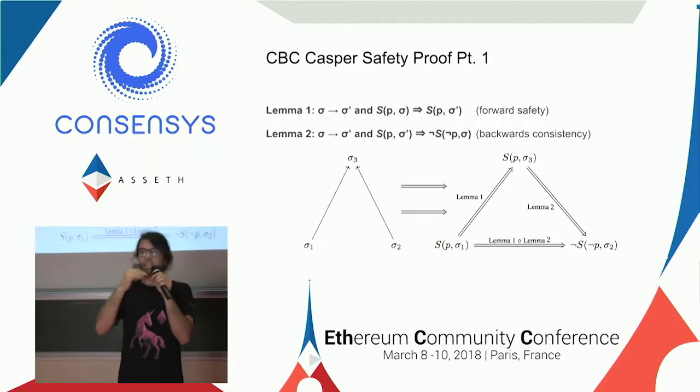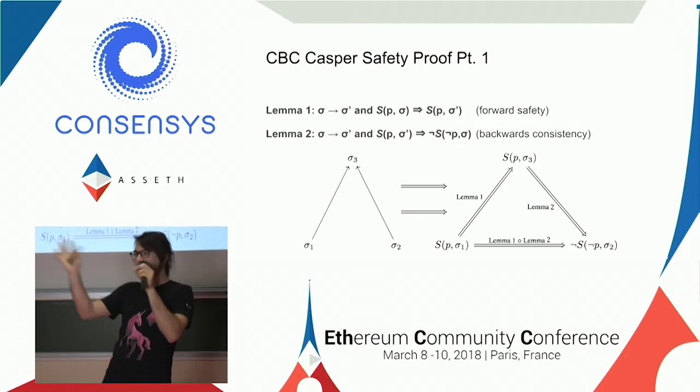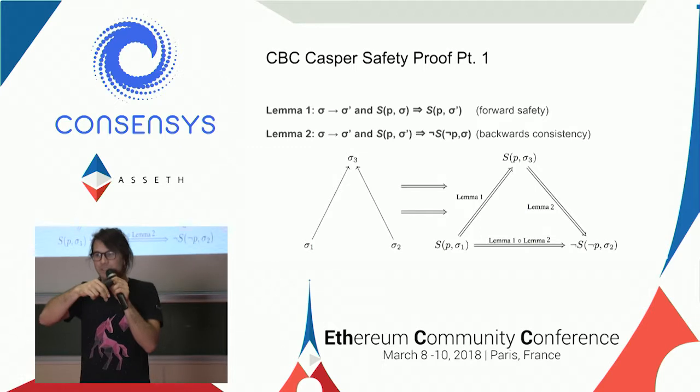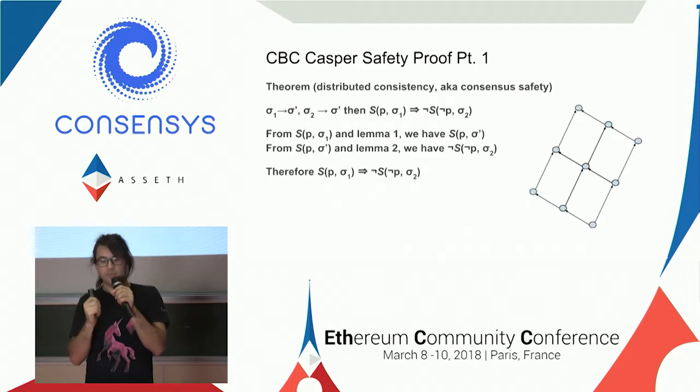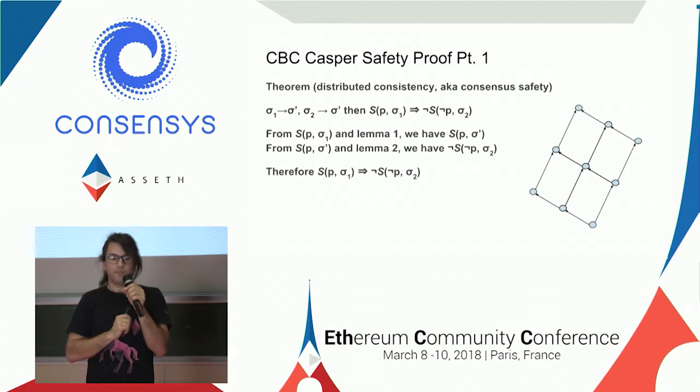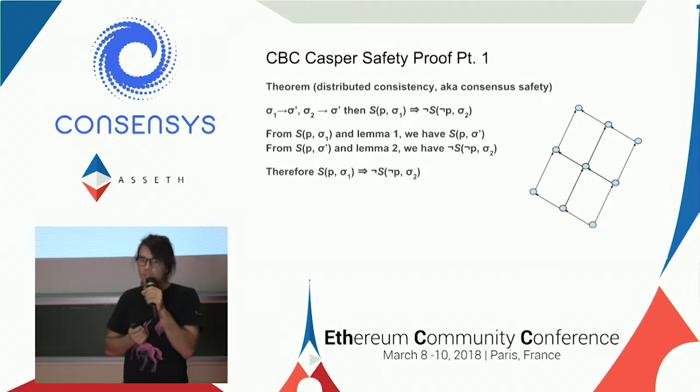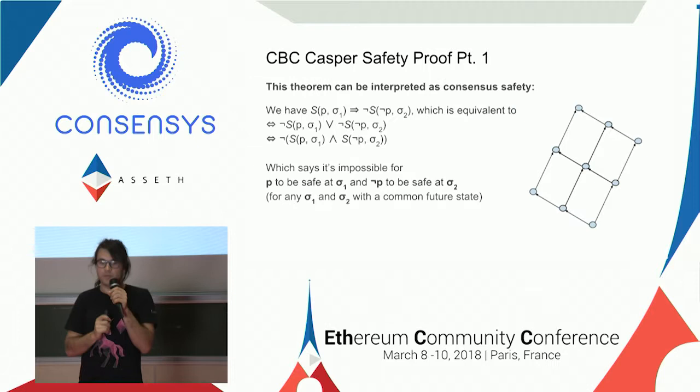So basically, any state that's downstream from anything that's upstream from you as a protocol state, when you're safe on P, is not safe on the negation of P. And this is going to be really useful because we're going to be able to interpret this as consensus safety.